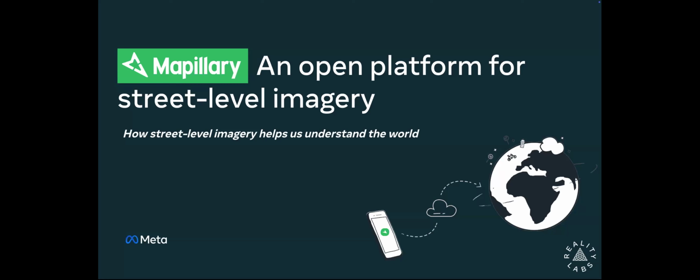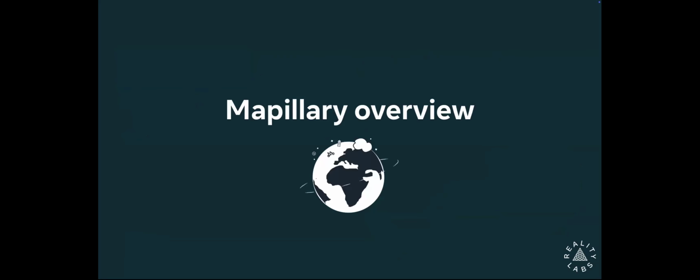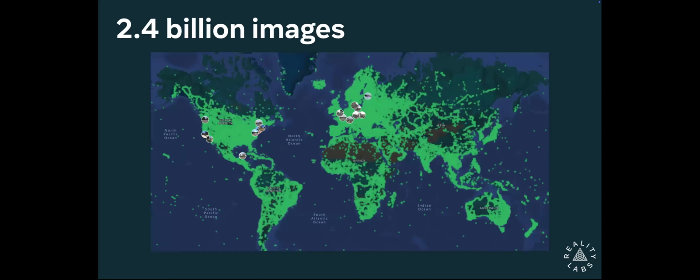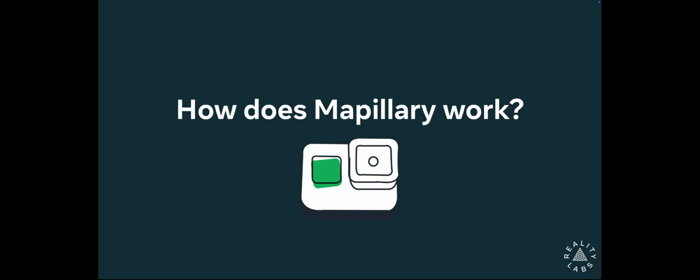Thanks, Saeed. Hi again, everybody. I'm here to talk about Mapillary, how you can get started with it, and what Mapillary really is. Mapillary is a platform for street level imagery powered by collaboration and computer vision. We have to date over 2.4 billion images from across the world, all of which were crowdsourced by numerous organizations, individual contributors, and hobbyists all over the world.